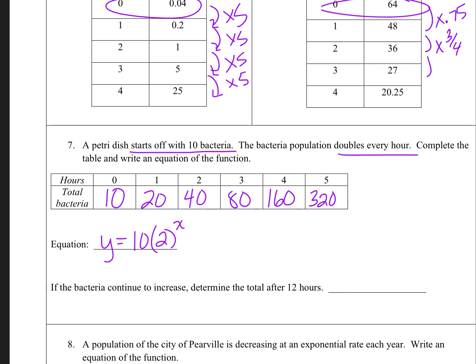If they continue to increase, determine the total after 12 hours. So we're going to do 10 times 2 to the 12th. So 10 times 2 to the 12th is going to give me 40,960.